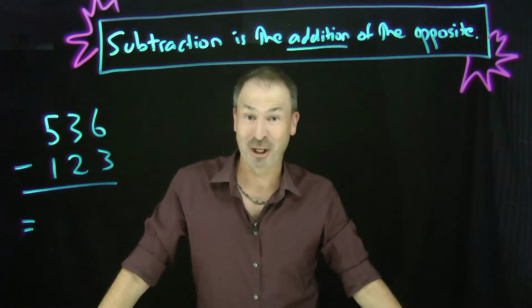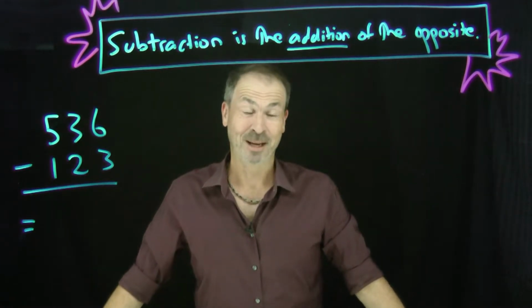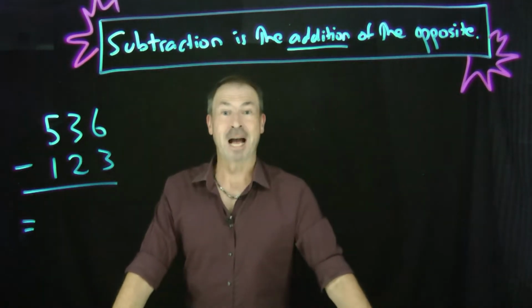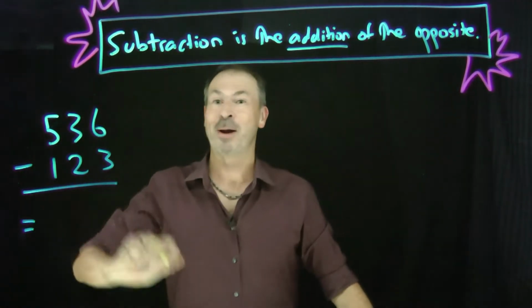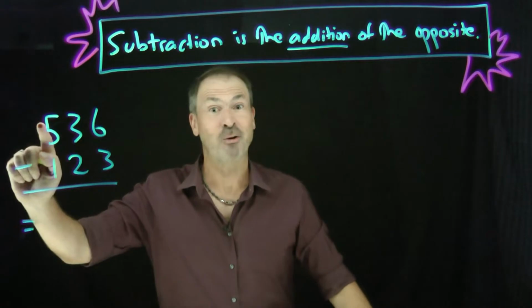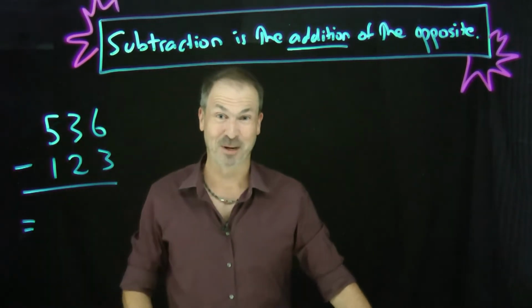Subtraction is the addition of the opposite. So let's do some long subtraction problems now in the exploding dots way. For example, let's do 536 take away 123. 536 plus the opposite of 123.